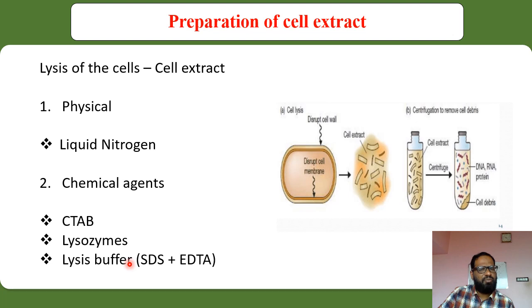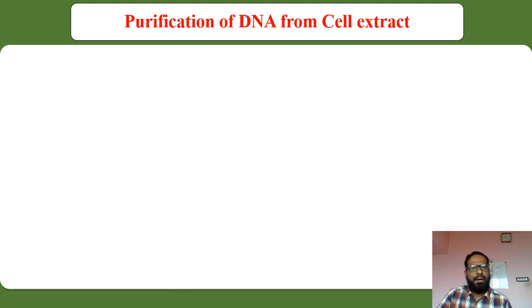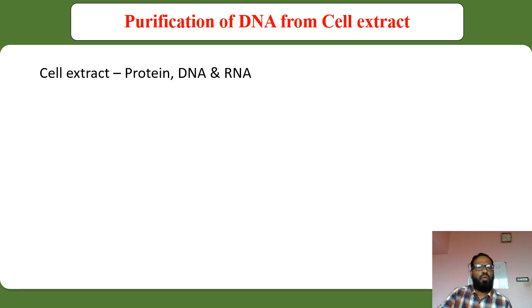Generally, the lysis buffer for animal cells will have SDS plus EDTA, and for the lysis of bacterial cells, we use the combination of lysozyme along with SDS. These are the two different combinations generally used for the lysis of cells to release the DNA molecule. Next is the purification of the DNA. Now, whatever the cell extract is, it has a lot of material.